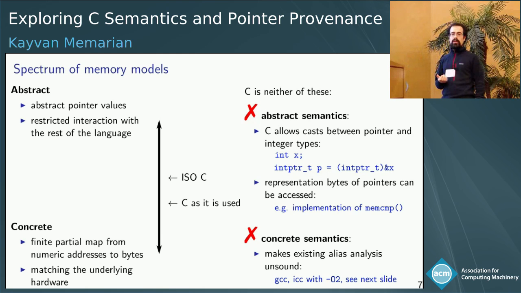Also, C is a low-level language, so you are always allowed to look at the representation of any type, in particular, including pointer types. So you can look at the bytes, modify them, and somehow you've changed the pointer. So the abstract view doesn't work.